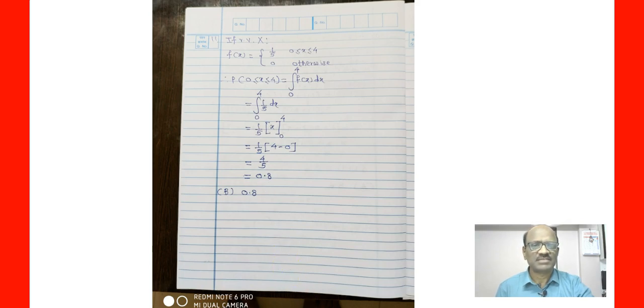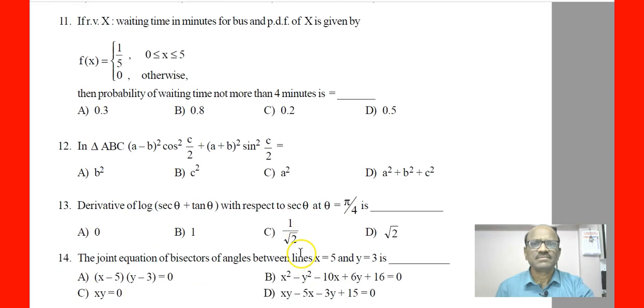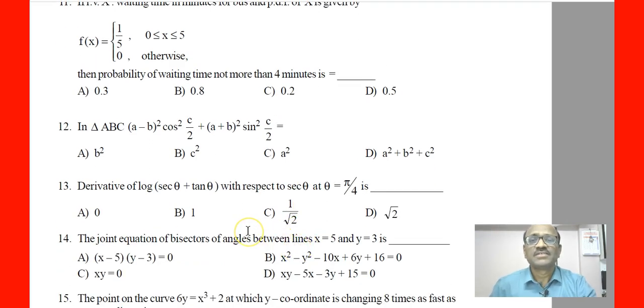Now see this next example. It is from trigonometry. In triangle ABC, (a minus b) whole square into cos square c by 2 plus (a plus b) whole square into sin square c by 2. Then what is the value of this? Now expand this, multiply cos square c by 2 and sin square c by 2, and after the calculation and substitution, you will get the answer.